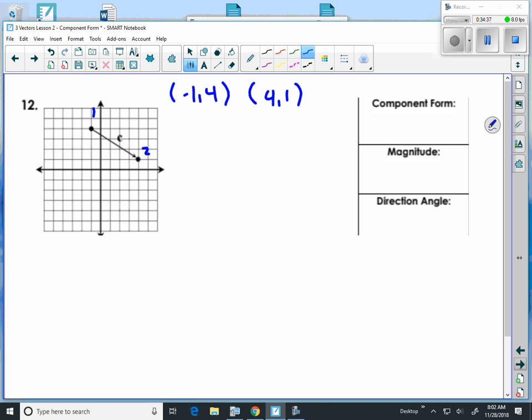Okay, so we're going to go ahead and find our component form, which would be 4 minus a negative 1, which would end up turning positive, and then 1 minus 4, so we get 5, negative 3.